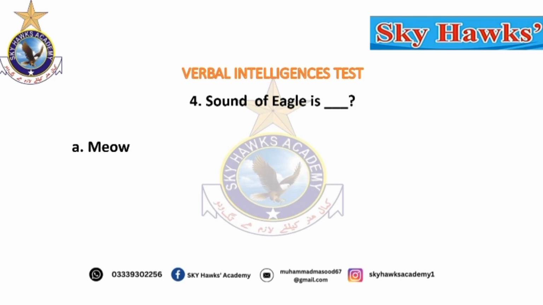Next is, sound of eagle is. Now see, this is a common sense question actually. The sound of eagle is what? Meow, scream, bark or howl. So meow is, obviously you know it, for cat. Then scream is the sound that eagle makes. Have you ever observed eagles, or ever heard the sound of an eagle? It is a type of screaming, because bark is for dogs and howl is for owls. So the correct answer for this question is scream.